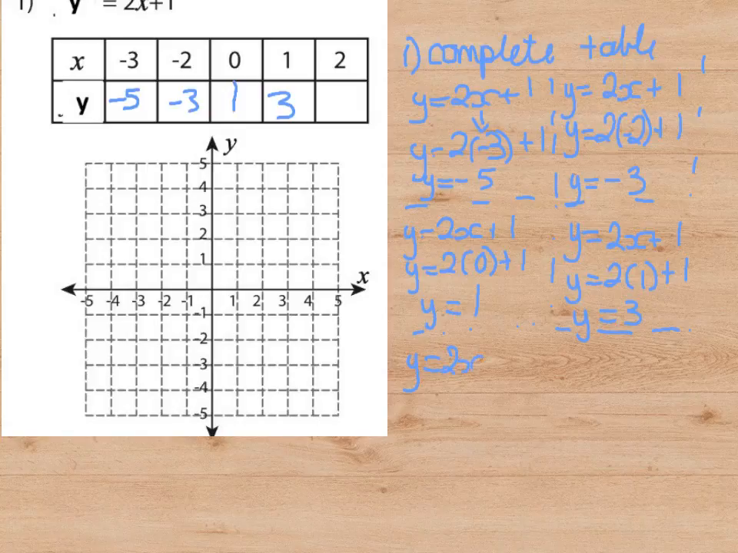My last point is when x is 2, what is y? y is equal to 2 times 2 plus 1. y is equal to 5. So, voila. Table has been officially filled.